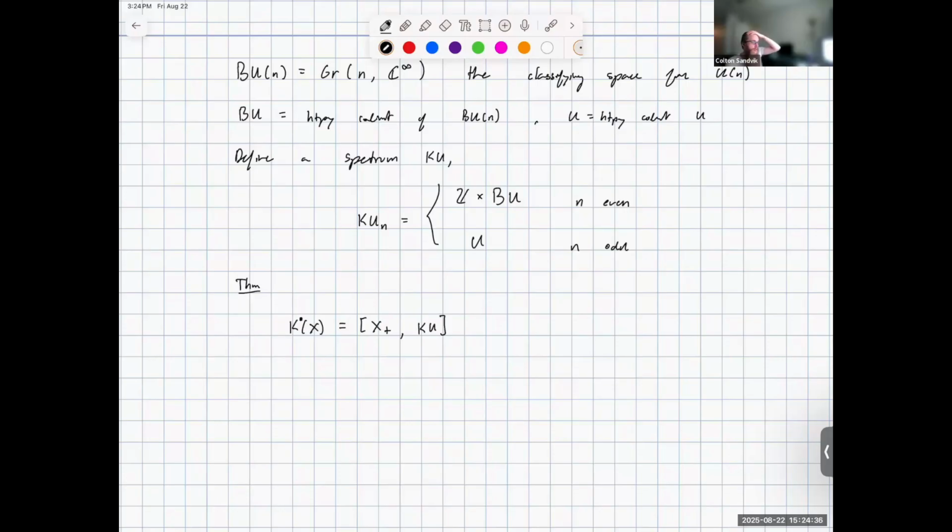It's still easy to define what it is at the zero term, because you can define the classifying space. It's just instead of unitary, it's orthogonal. But the actual terms in the spectrum get a lot more annoying.